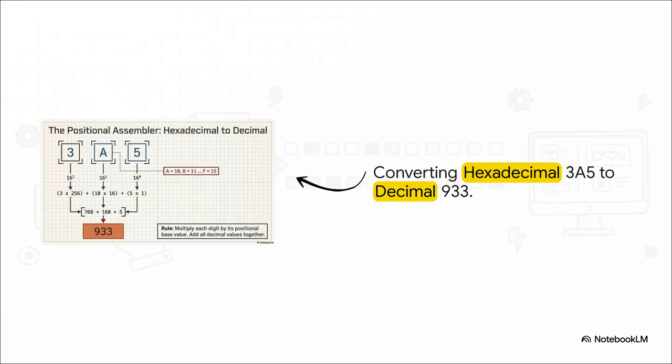Now, working in base 16 means we actually need 16 unique digits. And since we humans only have 0 through 9, we have to borrow the alphabet. So A is 10, B is 11, all the way to F, which is 15. So if we look at a hex string like 3A5 and want to convert it back to our native decimal, it's just math again. Think about it. 5 times 16 to the power of 0. A, which remember, is 10, times 16 to the power of 1, and 3 times 16 squared. Multiply them by their positional base value, add them up, and 3A5 instantly resolves to the decimal 933.